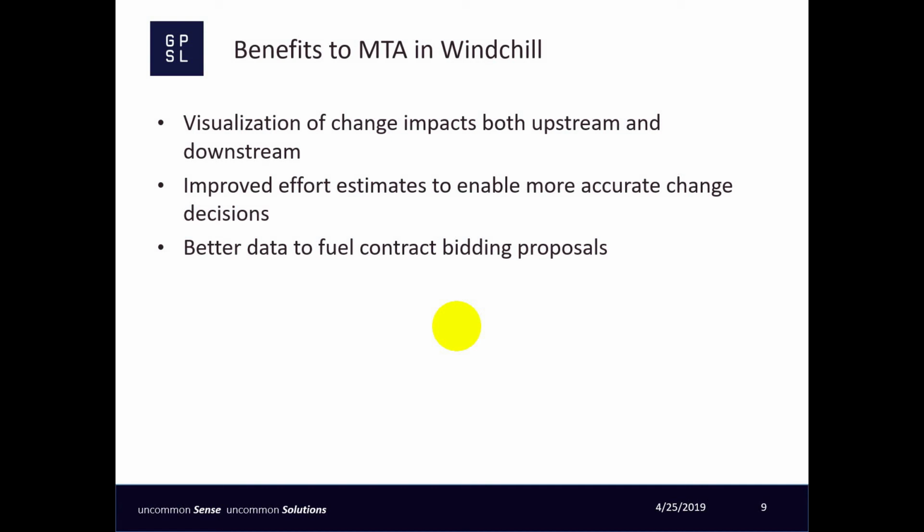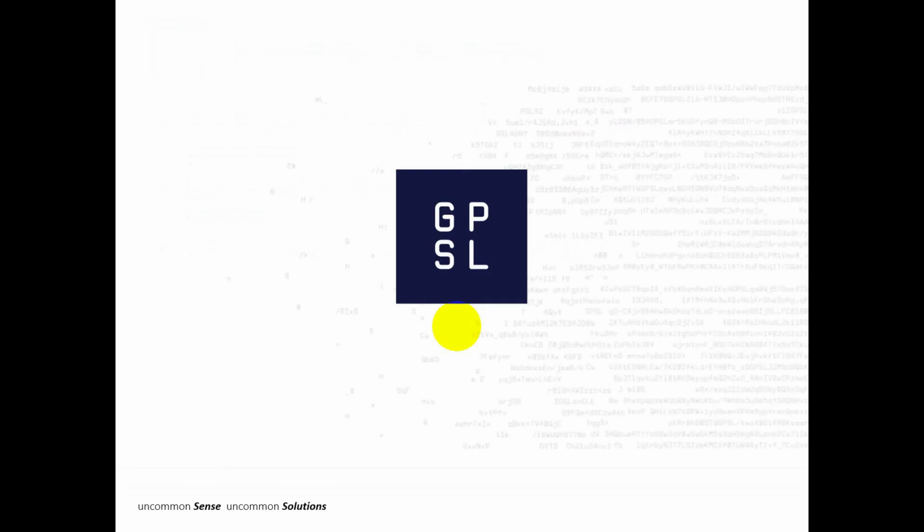This information facilitates more accurate estimates. More accurate estimates provide better data to make improved contract bids and more informed change decisions. In short, it makes what you are already doing better and easier to accomplish. This has been Maintenance Task Analysis in Windchill, making the digital thread work for you.